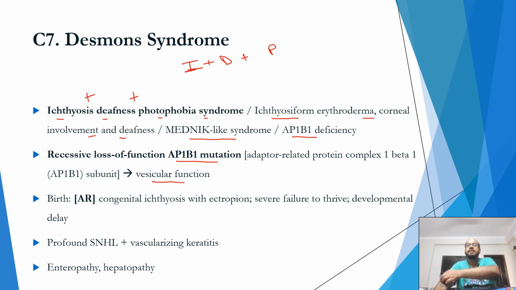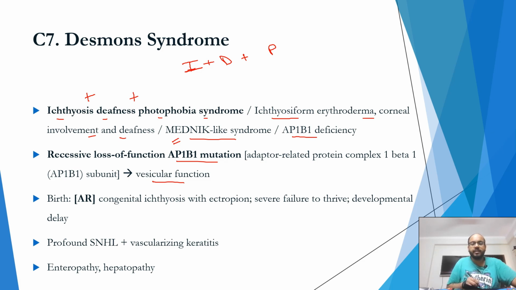Now, remember in CEDNIK syndrome, you have problems in the SNARE protein. Okay, and the SNARE protein is responsible for proper vesicle formation. When the SNARE is mutated, the vesicles are not properly formed, leading to ichthyosis-like features. A similar thing is happening in Desmond syndrome also. That is why it is named Mednick-like syndrome, because CEDNIK and MEDNIK are a similar group of disorders. So Mednick-like syndrome, Desmond syndrome.